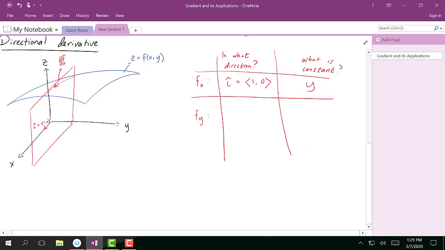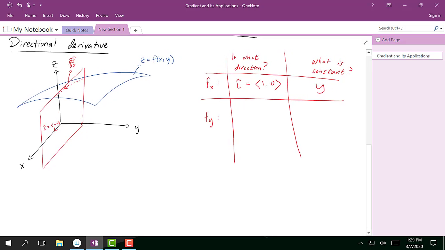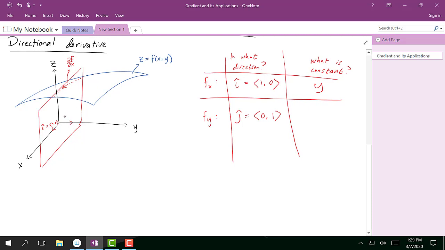Now, if I take a partial derivative of f with respect to y, a good way of conceptualizing this is taking a derivative in the direction of the j vector, which has components 0 and 1. It's going along the positive y-axis, in which case x is constant. So now we arrive at what we have as our directional derivative.